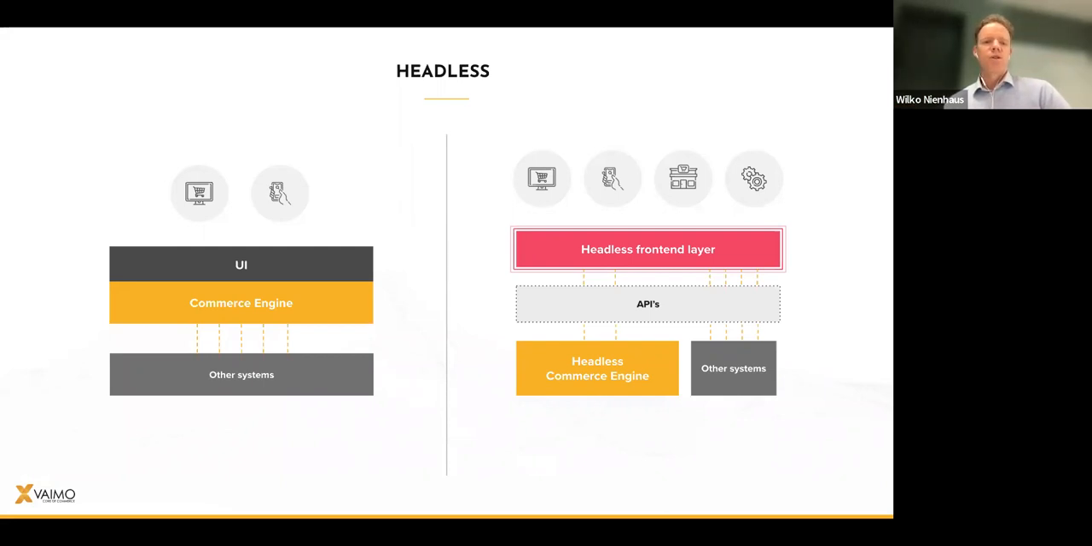So when the commerce engine is headless, you're not even limited to a single front-end layer anymore. The same infrastructure that you have in place could be used for other front ends too, such as, as I mentioned, the mobile apps, the social channels. Maybe you have in-store displays that you would like to have information on, and some of that information no longer needs to come from the commerce engine. Okay, so you have a lot more flexibility in this model.